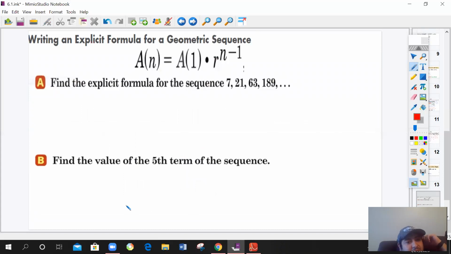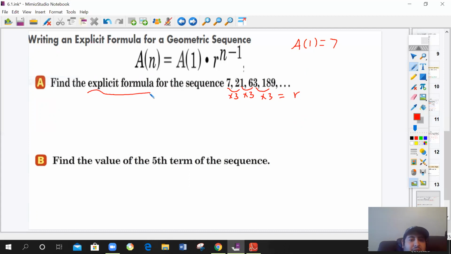Let's go ahead and practice this. Find the explicit formula for the sequence 7, 21, 63, and 189. From here to here, they're multiplying by 3. From here to here, they're multiplying by 3 and by 3. So technically, this is your r, the 3. So A1 is 7.